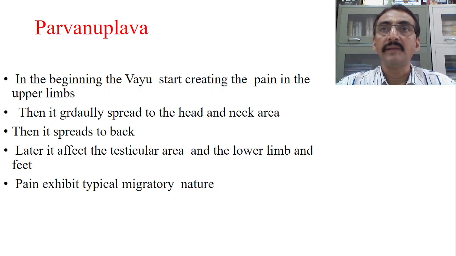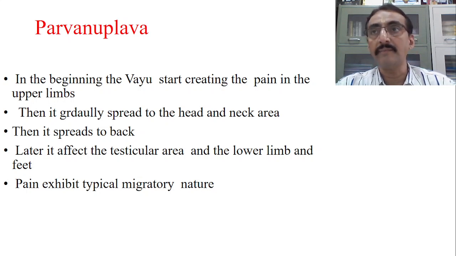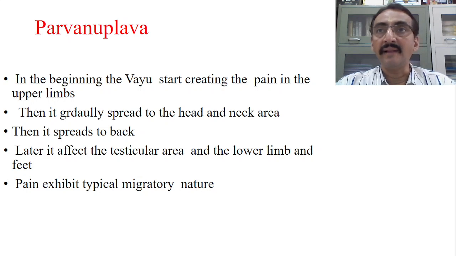And gradually this pain will spread to other parts of the body like the head and neck area. This may suggest the temporomandibular joints or some of the neck joints, vertebral joints. Then he says this pain will spread to the back area, maybe the thoracic vertebral joints, lumbar joints or sacral joints, sacroiliac joints. Later the pain will shift to the testicular area, groin area, and then the pain starts in the lower limb joints as well as the feet. That means the metatarsal and ankle joints, navicular joints, etc.